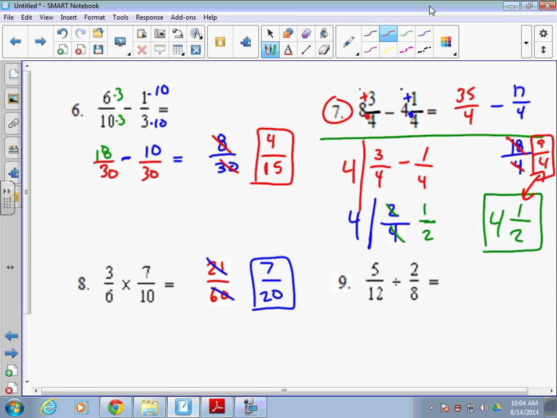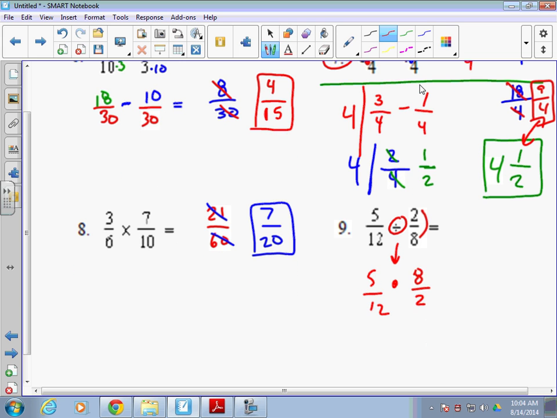Okay, for number 9, it says 5 over 12 divided by 2 over 8. When you're dividing fractions, you need to change it into multiplication and then use the reciprocal, or flip the second fraction. So 2 over 8 is going to become 8 over 2. The first fraction stays the same, 5 over 12. So we have 5 over 12 times 8 over 2. You can multiply straight across. 5 times 8 is 40. And 12 times 2 is going to be 24.